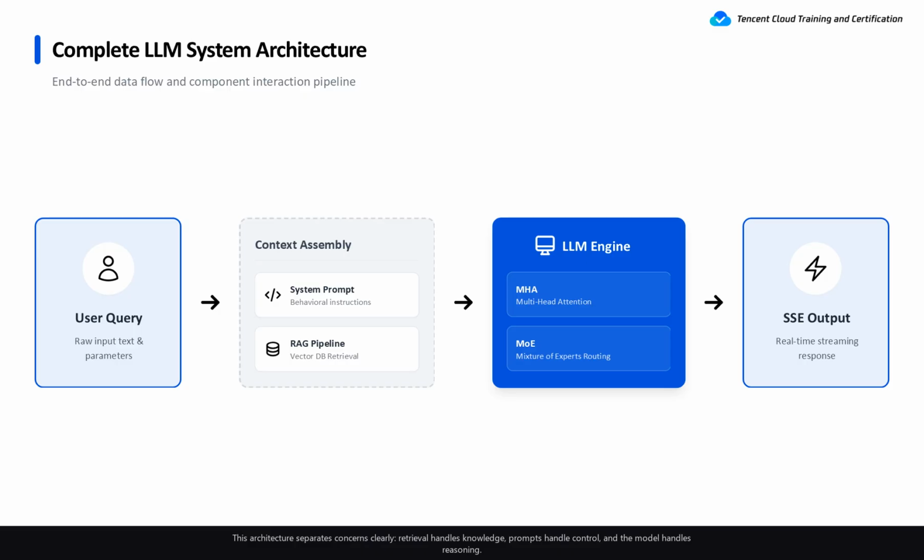This architecture separates concerns clearly. Retrieval handles knowledge, prompts handle control, and the model handles reasoning. Such modular design allows scalability, flexibility, and easy integration with enterprise systems. It also ensures better performance, lower latency, and improved reliability in production.